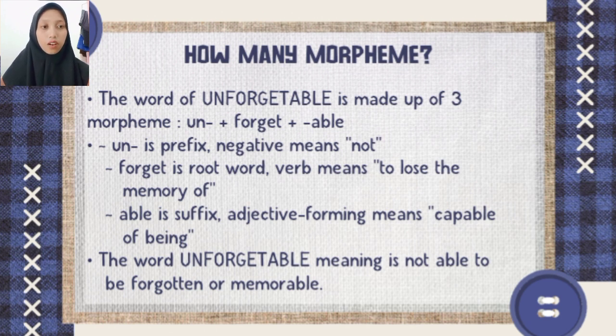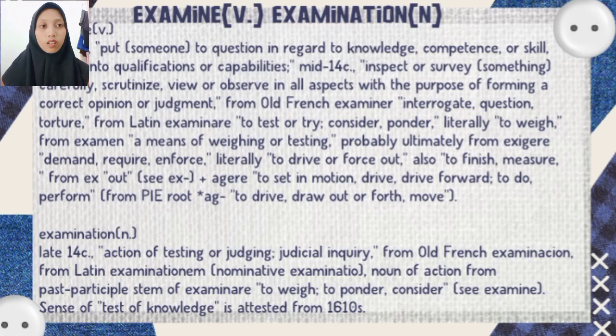Able is a suffix, adjective forming, meaning capable of being. The word unforgettable means not able to be forgotten, or memorable. And then next is number 3, examine and examination. Examine is a verb and examination is a noun.